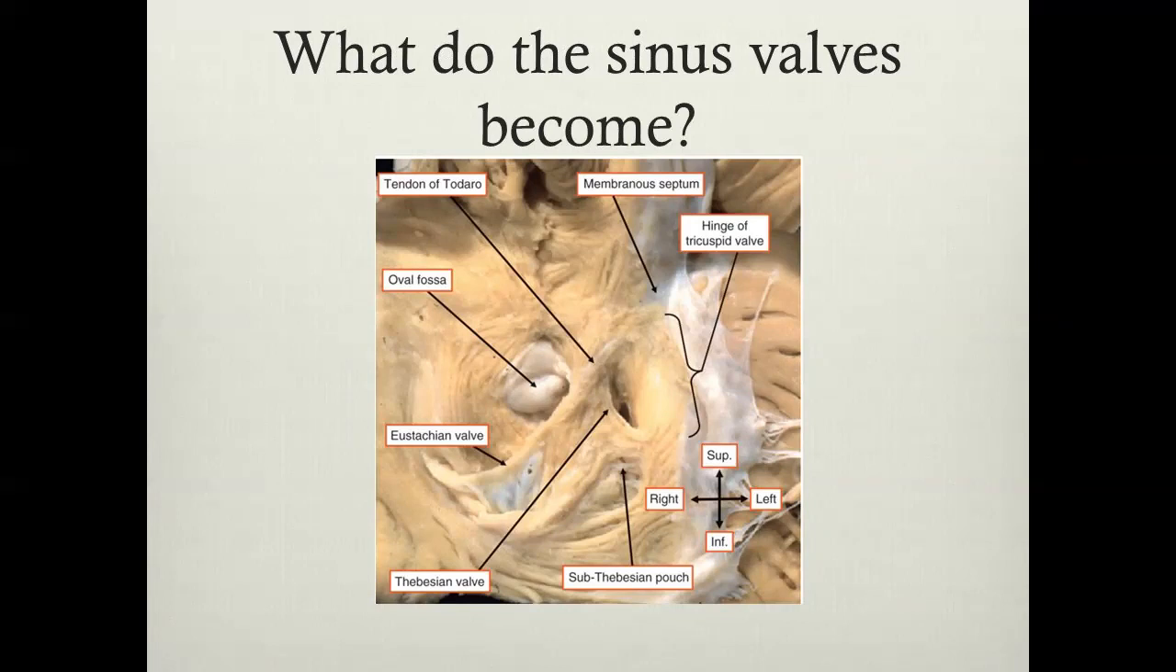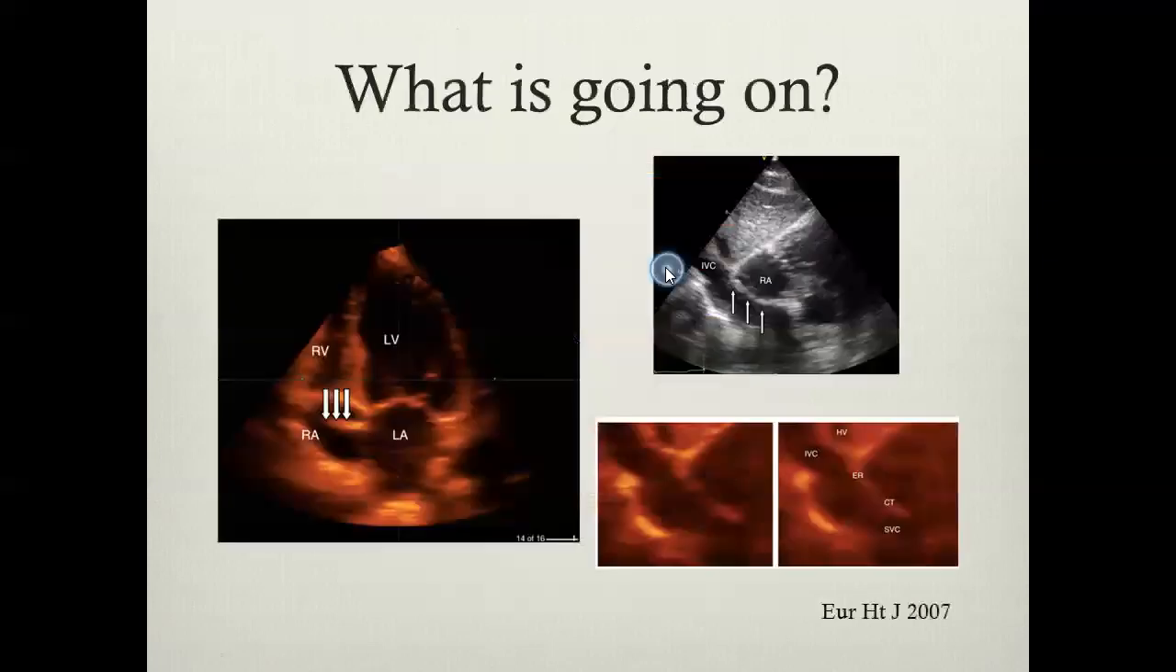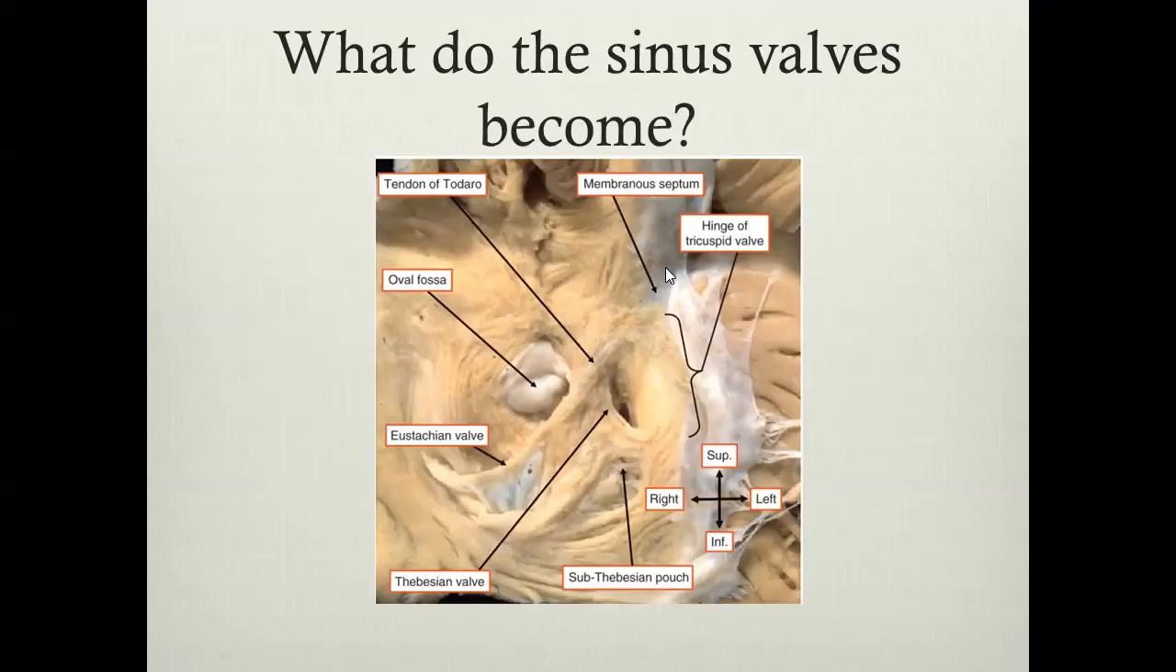The inferior vena cava is somewhere in this picture, although not named, the tendon of Todaro, the septal leaflet of the tricuspid valve leading up to the membranous septum, where it has its commissure with the anterior leaflet. And you can see a membranous region right here. And just under the membranous septum is where you find the AV node.